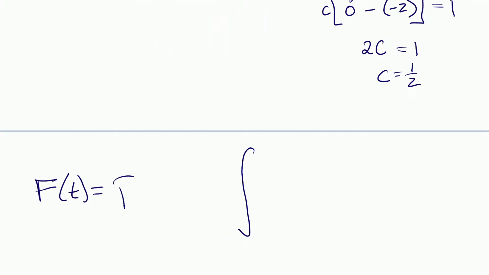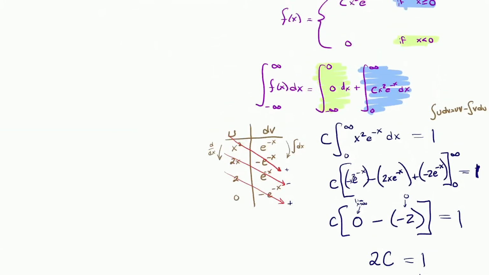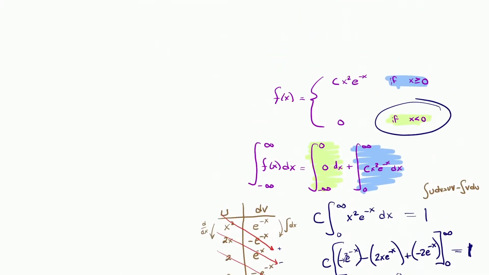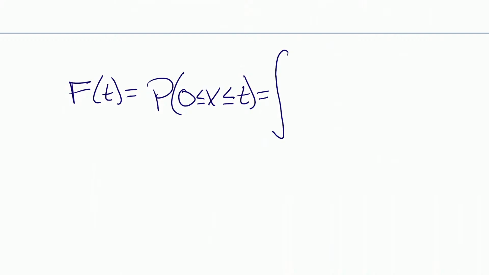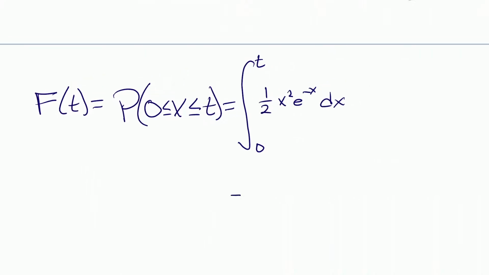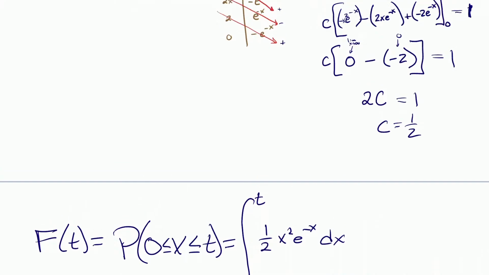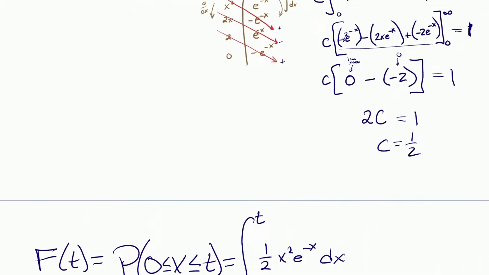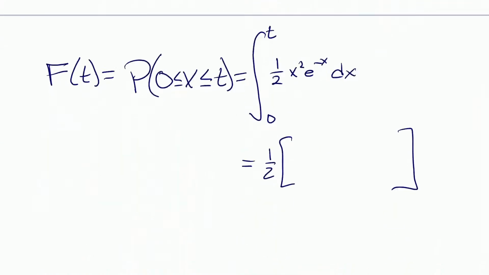So capital F of t is the probability that x is less than or equal to t. And because x can never be less than 0, we're going to go from 0 to t of c x squared e to the negative x dx. Now we have to go through this rigmarole again, but we've already done this antiderivative, so I don't think I need to do it again. In fact, it's right up here. So if you don't mind, I'll just copy it down.